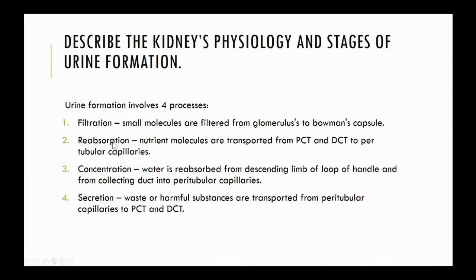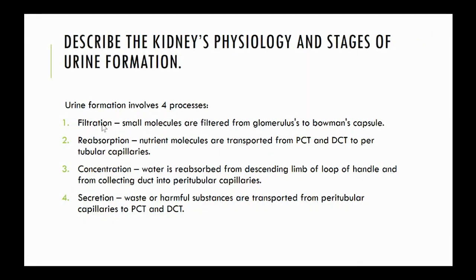Urine is created with filtration. First, the small molecules get filtered from the glomerulus into Bowman's capsule. Then we get reabsorption, where nutrient molecules get transported from our proximal convoluted tubule and our distal convoluted tubule to our peritubular capillaries. We then concentrate our urine, so the water gets reabsorbed from the descending limb of the loop of Henle and the collecting duct into those peritubular capillaries.